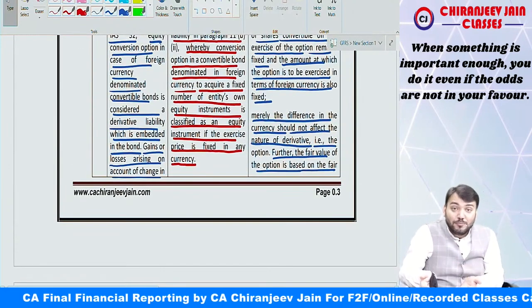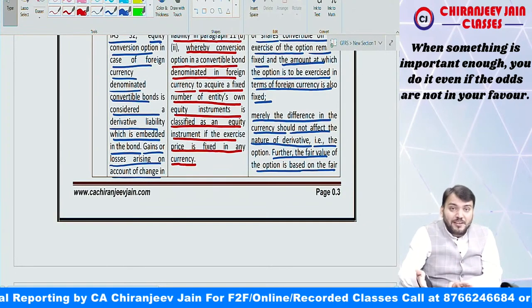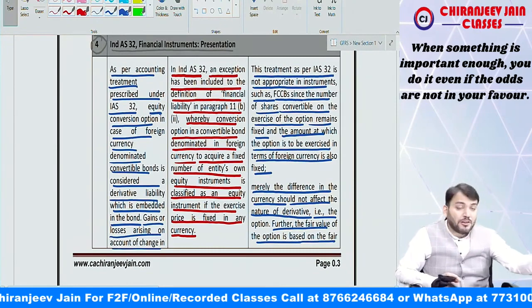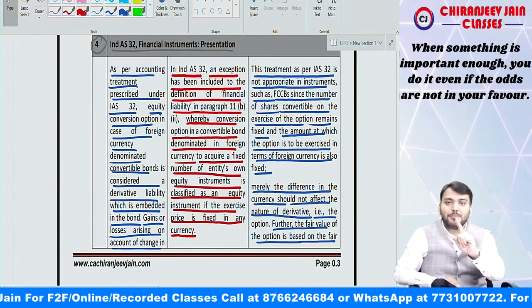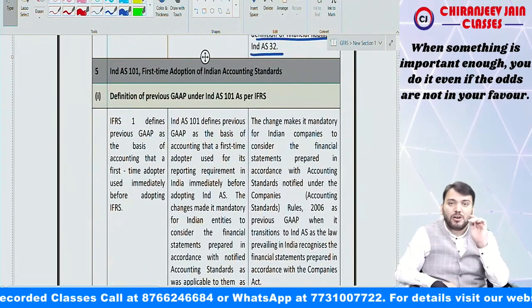I will say Ind AS is more relevant, it is more fair than IAS 32. Have you understood this point? Have you understood? You are not responding. Please respond. Have you understood this point? Point number 4. Yes, sir. Point number 4 also we have understood.